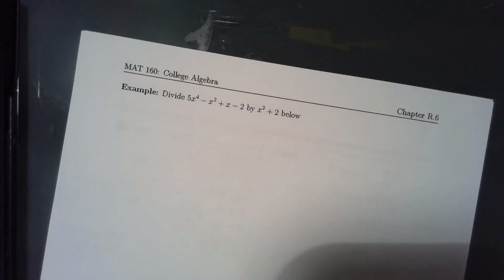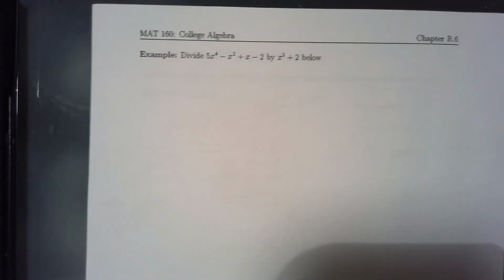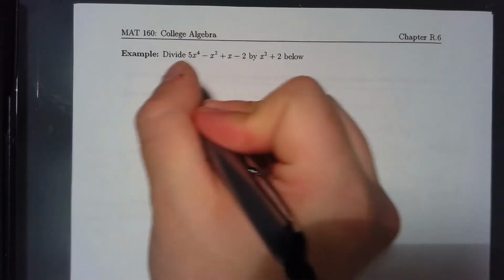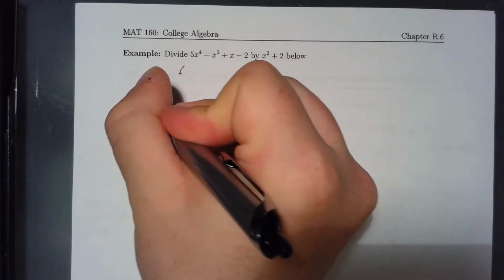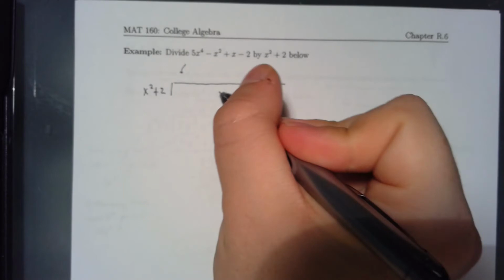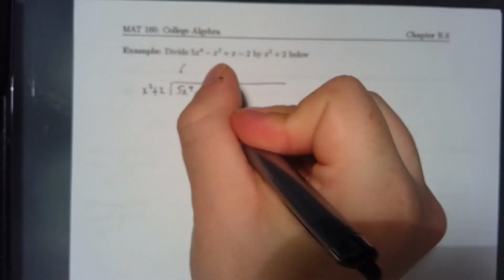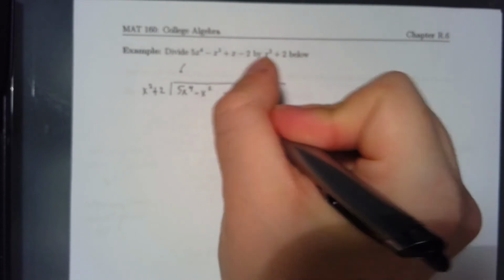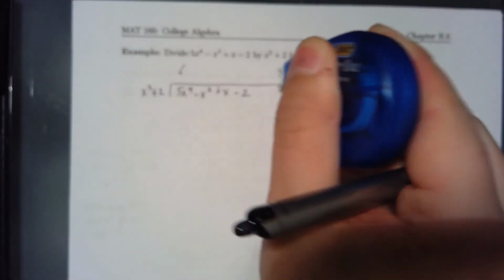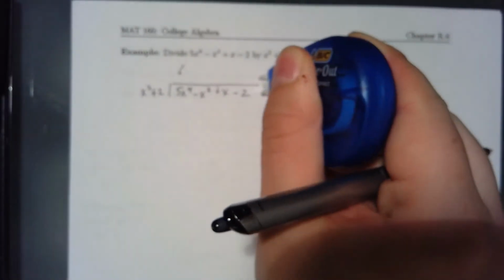Okay, let's look at this example here. So divide this polynomial by that. So when I set it up, I'm going to have x squared plus 2 goes into 5x to the 4th minus x squared plus x minus 2. So I went a little too far there.